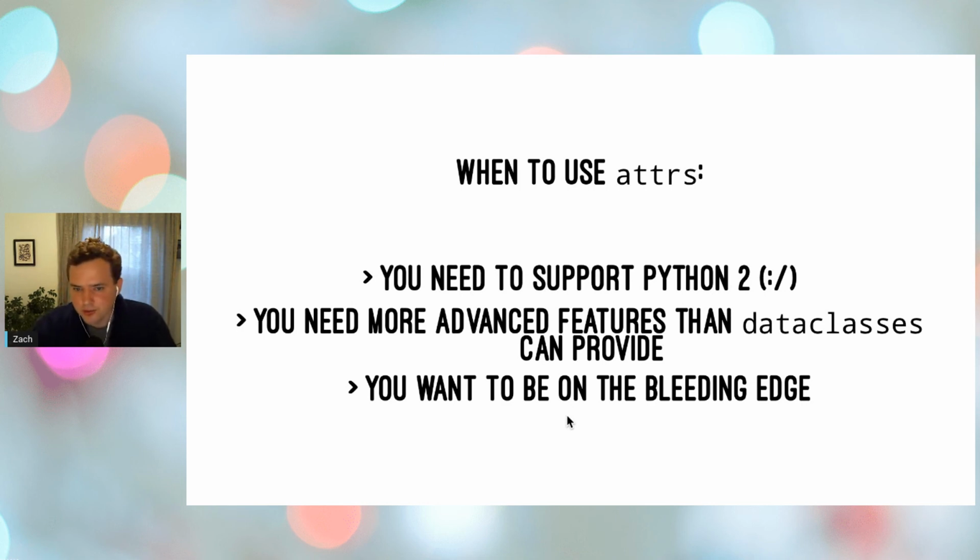When would you use attrs? I'd say when you need to support Python 2, and I have a little frowny face. I'd say when you need more advanced features than data classes can provide, and when you want to be on the absolute bleeding edge of functionality.